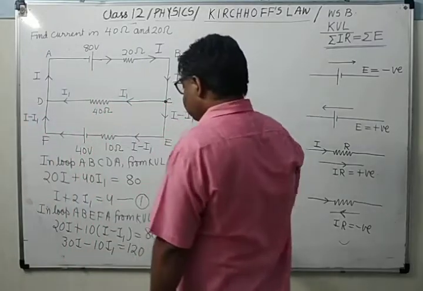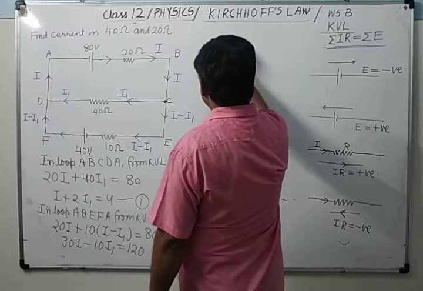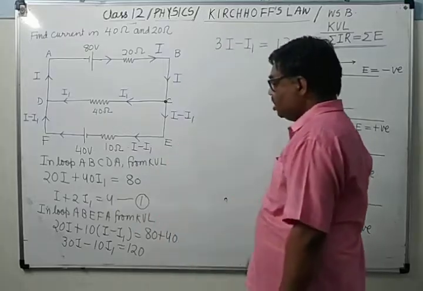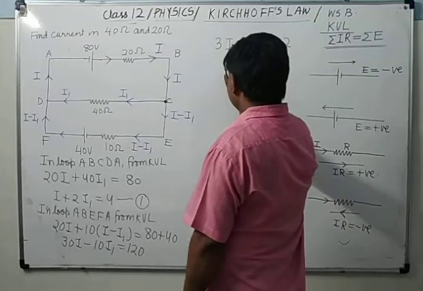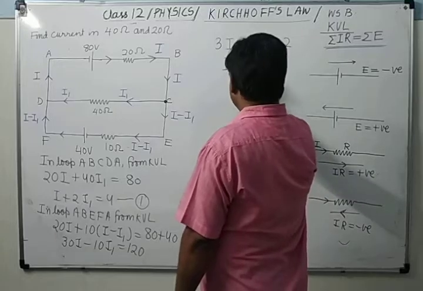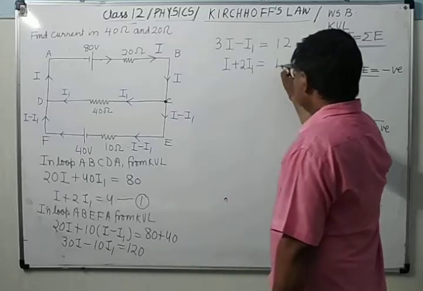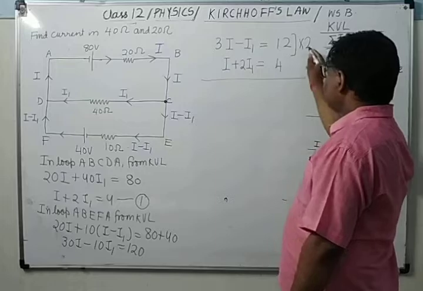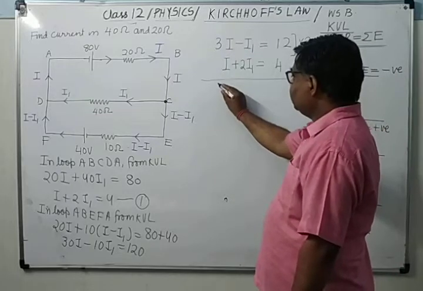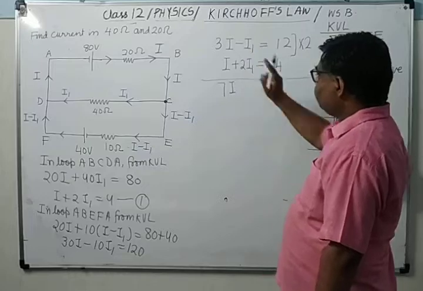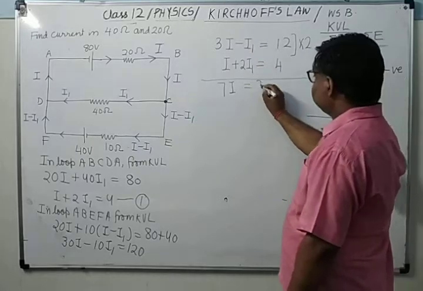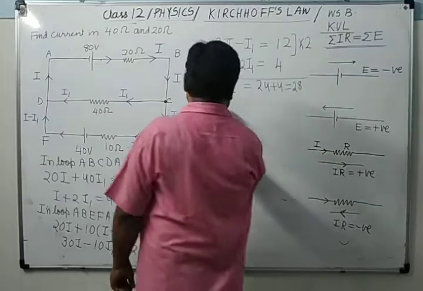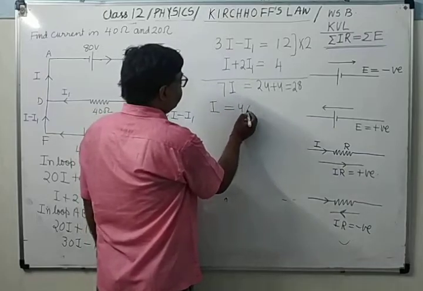On further simplifying, on cancelling by 10, you will get 3I minus I1 equals to 12. This is one equation. Another equation is I plus 2I1 equals to 4. So what will you do? You multiply this whole by 2 and add. So on adding, 2 threes are 6I plus 1I, that is 7I. Minus 2I1 plus 2I1 will be cancelled, equals to 24 plus 4 equals to 28. So I equals to what? I equals to 4 ampere.